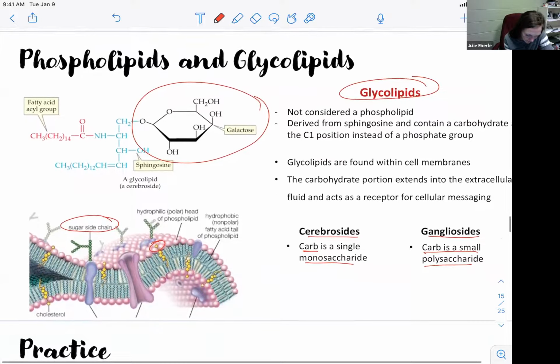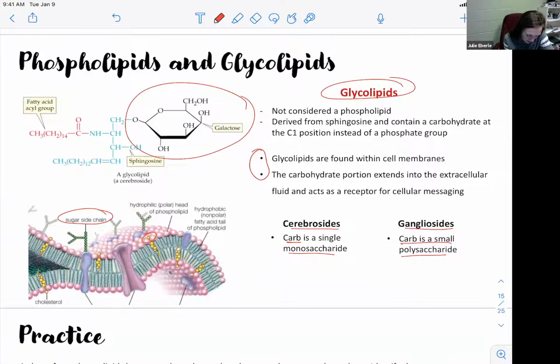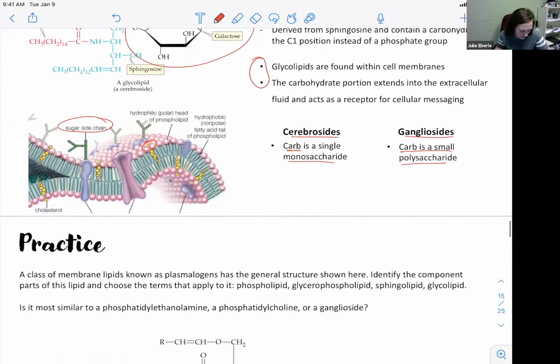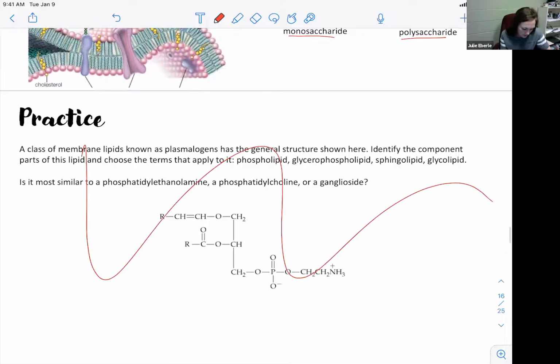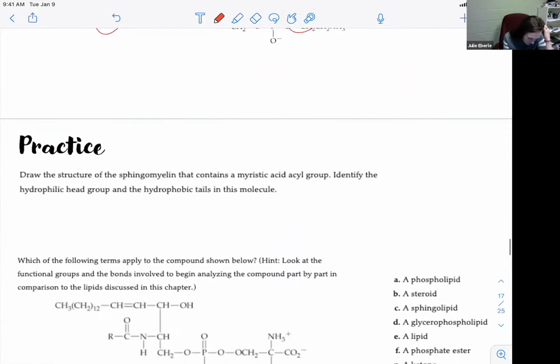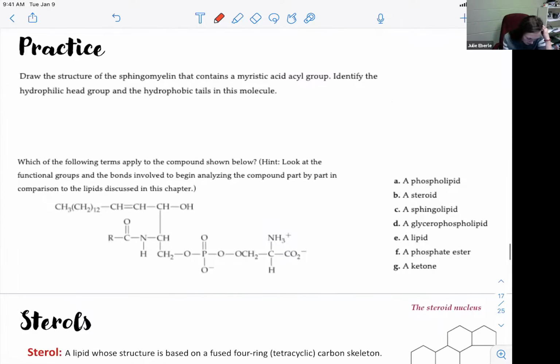All right, and that's essentially what these two bullet points are, what I just said. Okay, they're found within cell membranes, but they extend out into the extracellular environment. We're skipping over this. Don't worry about this. We're skipping over that too, because we just don't have time to do it.